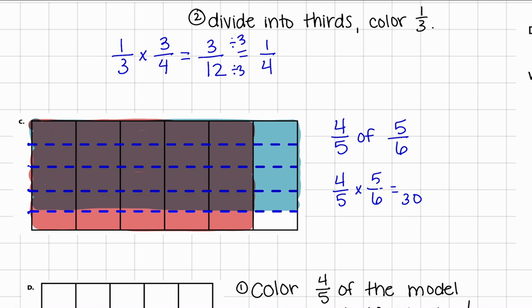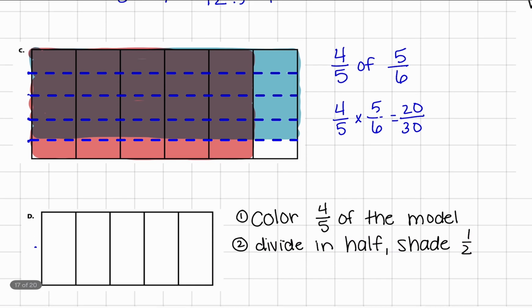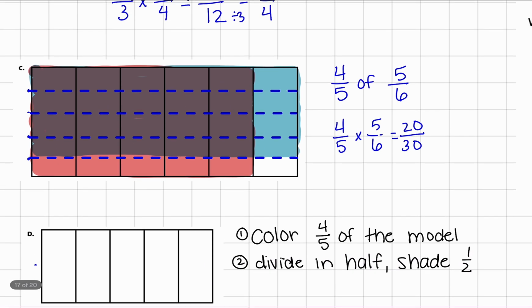20, okay? Or we can also notice that 4 times 5 is 20, okay? So 4/5 of 5/6 is 20/30ths, which also means 4 times 5, or 4/5 times 5/6 equals 20/30ths, which simplifies to 2/3. 20 and 30 are both divisible by 10.